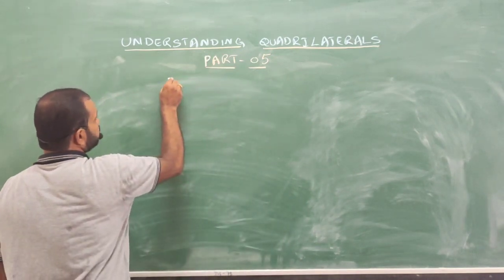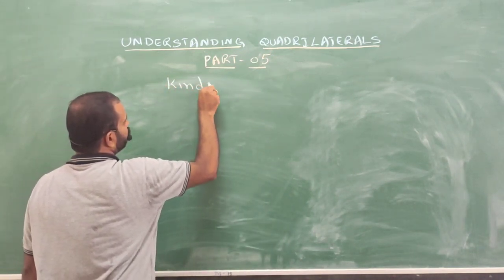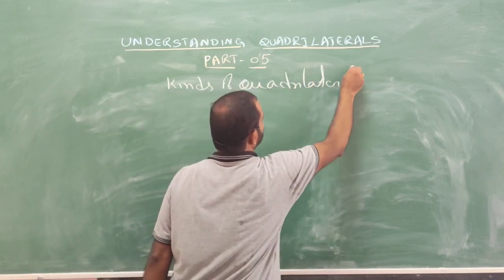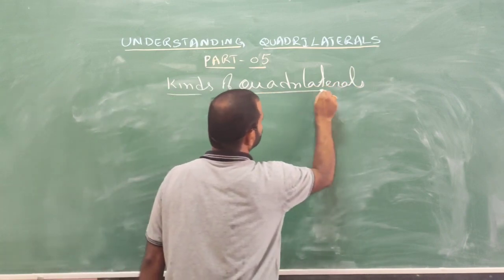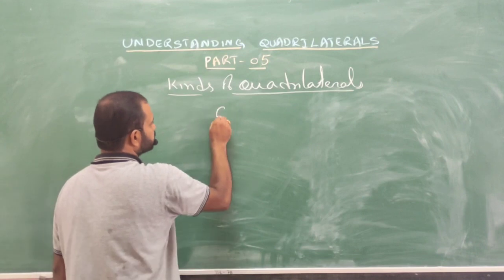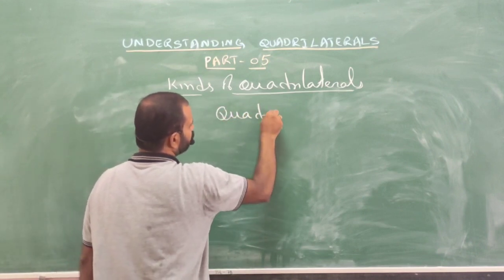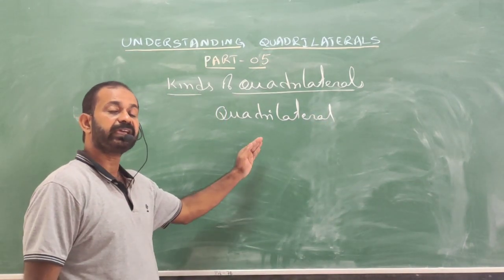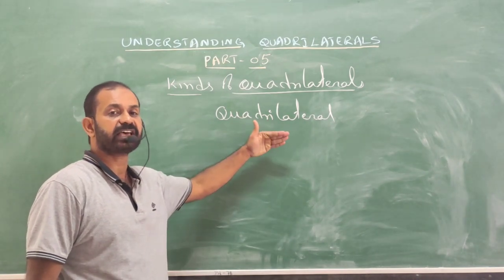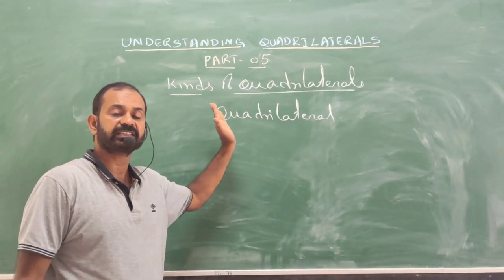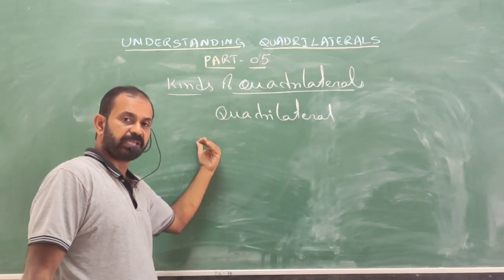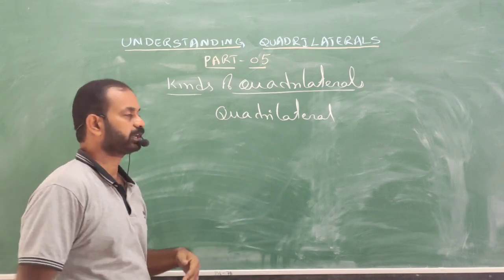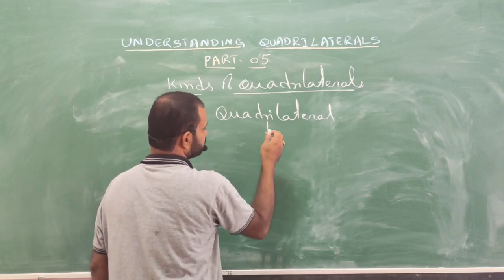Now, this is the kinds of quadrilaterals. So, first one is a quadrilateral. In this quadrilateral family, based on the nature of the sides as well as angles, these are categorized as kite, trapezium, parallelogram, rhombus, rectangle, square. How does it come? Let me see it.